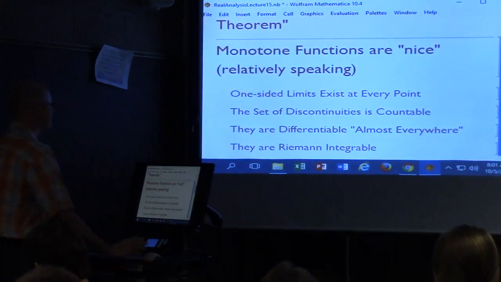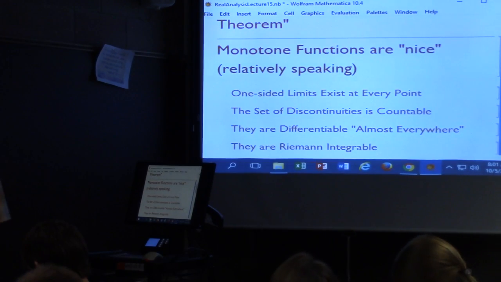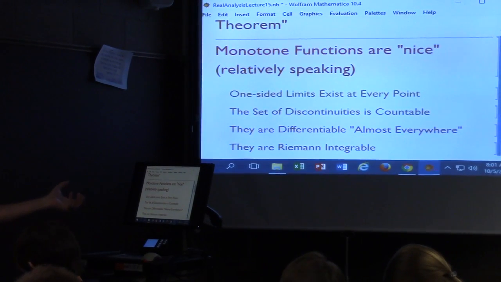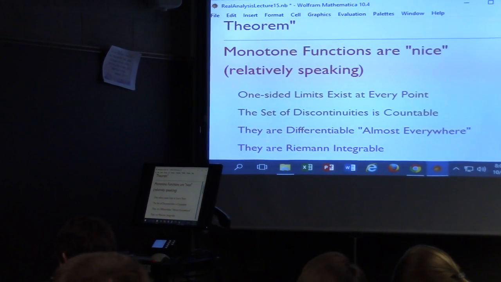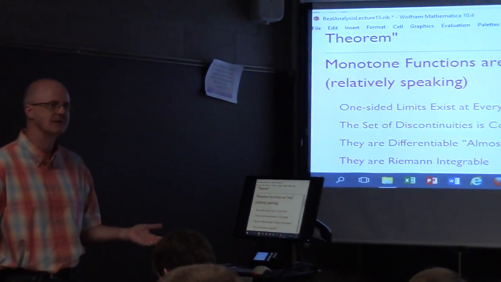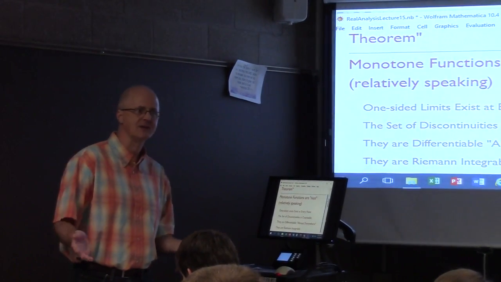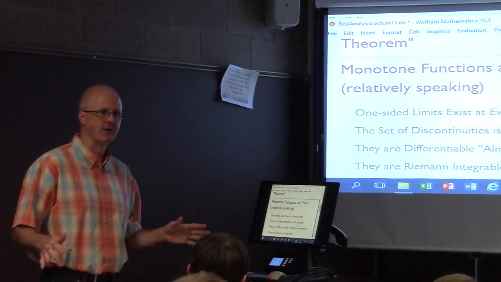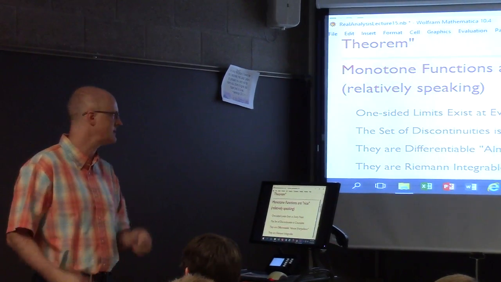Monotone functions are nice. One-sided limits exist at every point. That doesn't happen with non-monotone functions in general. The set of discontinuities is countable. That doesn't happen with non-monotone functions in general. The main example we saw is the function that jumps up and down between 0 and 1. It's 0 at every rational and 1 at every irrational, or vice versa.